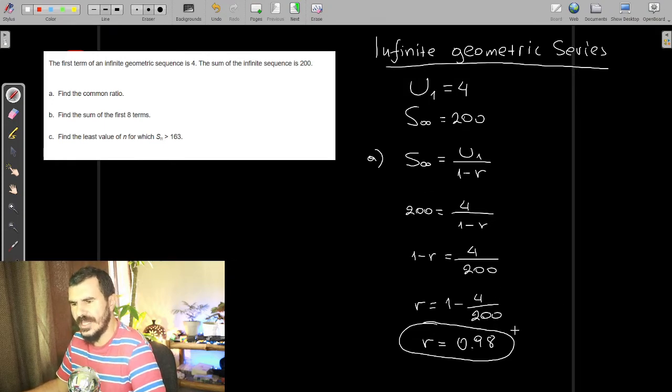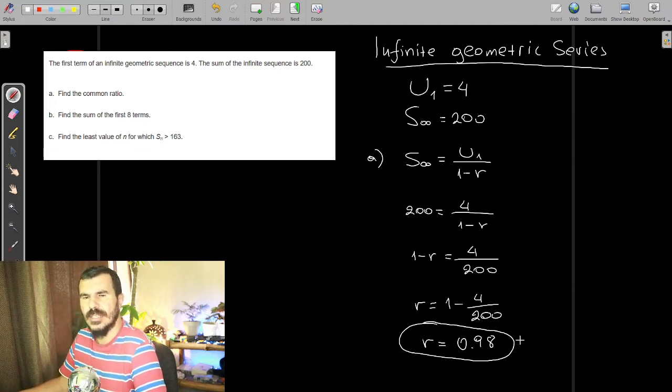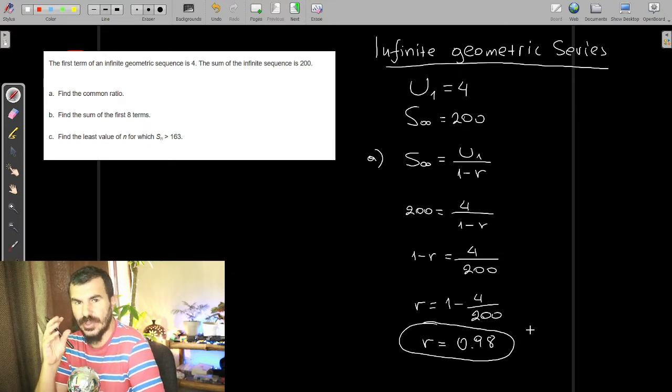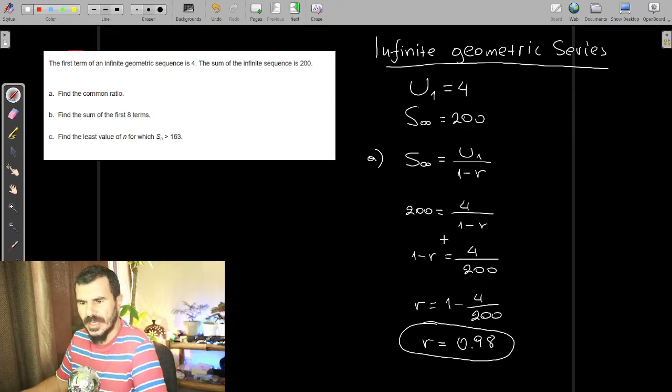Now you understand that of course I have an infinite geometric series. Why? Because my ratio is less than 1. Remember that when the ratio is less than 1, the sum of the infinite terms will give me a number. So let's go to B.